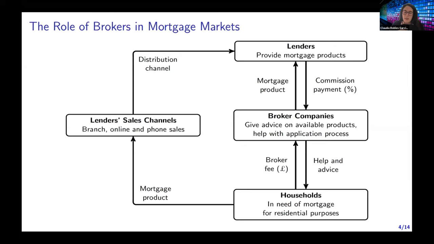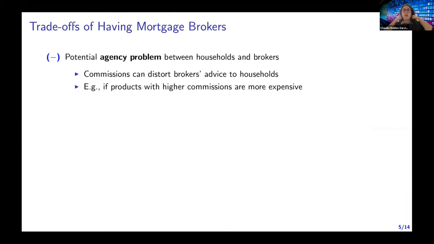You might be worried that because brokers get different payments from different banks, this is going to affect their recommendations to consumers. Effectively, we might be worried that there's a potential agency problem between households and brokers. For example, imagine I'm a consumer and I go to the broker, and the broker steers me to a product that pays him a higher commission. If this product is also more expensive for the consumer, you can see that there's a misalignment of incentives between what the broker wants and what the consumer wants. This can potentially be detrimental for consumers.